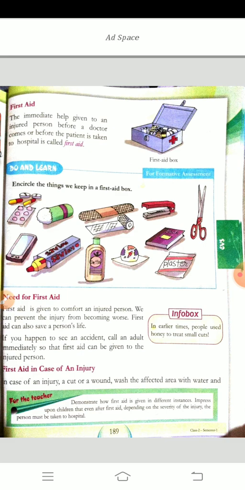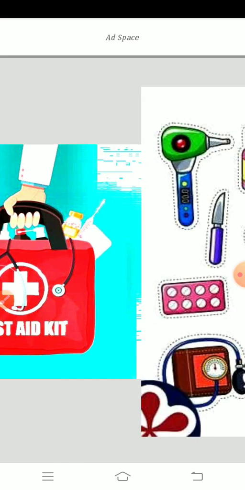So what is the first aid box? What is there in the first aid box? Now I will show. The doctor always keeps one kit. What is there in that kit? There are many safety things, first aid things, and that is called the first aid kit. Not only doctors, many schools, offices, buses, cars, bikes and even homes must keep this first aid kit.